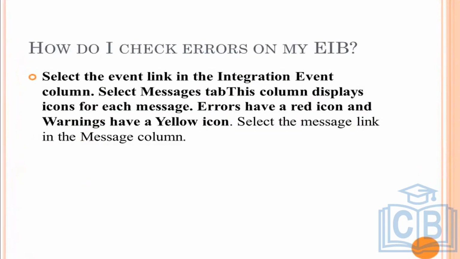How do I check errors in my EIB? Select an event, then select the links in the integration event columns and the message tabs. These columns display an icon for such messages. Errors have a red icon and warnings have a yellow icon. Select the message link in the message column.